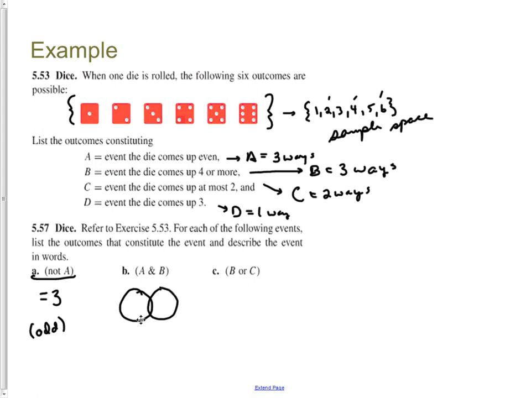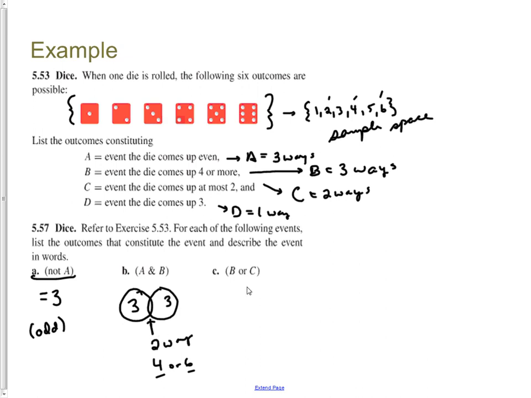Because there are 3 ways in which we can come up with an even, and there are 3 ways in which we can come up with something 4 or more, but there's really only 2 ways that we can have both, right? 2 ways, because that means that we would either get a 4 or a 6, right? There's only 2 even numbers that are also greater than or equal to 4. So there's only 2 ways here.